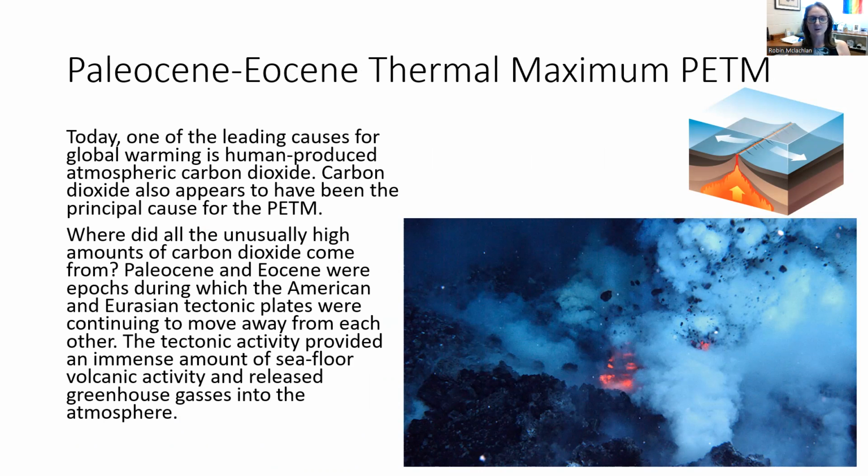Well, the Paleocene and Eocene epochs were the time when the American and Eurasian tectonic plates were continuing to move away from each other. So the Atlantic Ocean was continuing to grow, continuing to form. And this released a lot of lava onto the sea floor, along with it, a lot of greenhouse gases, such as carbon dioxide and methane. And this was released into the atmosphere, creating a global warming effect, causing the temperature of Earth to increase.